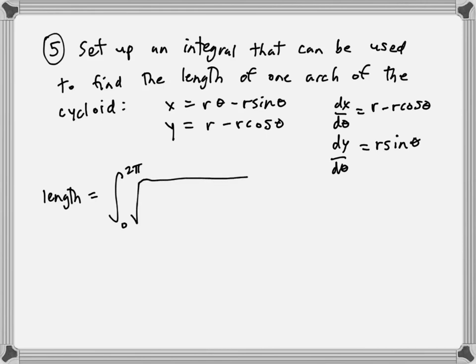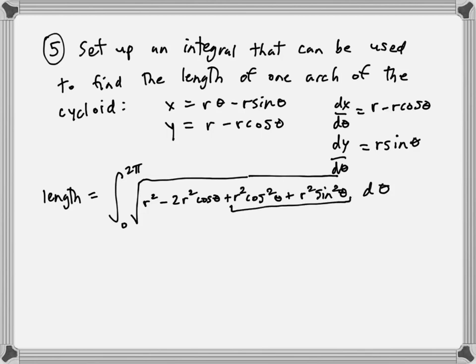and we're going to take the square root of, and then we're going to square these both. If we square dx d theta, we end up with r squared minus 2r squared cos theta, and then plus r squared cos squared theta. All of that is dx d theta squared, and then plus r squared sine squared theta. Let me go ahead and add these two together. These two add up to just r squared. We can combine it with the first r squared, and this gives us 0 to 2 pi, and the square root of, I get 3r squared minus 2r squared cos theta d theta.